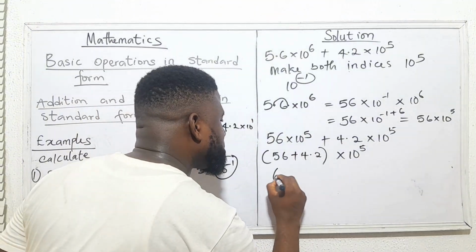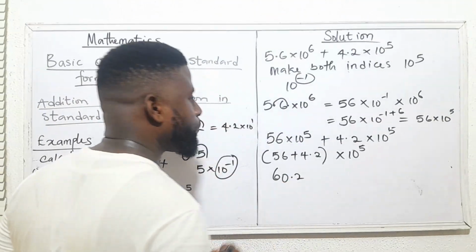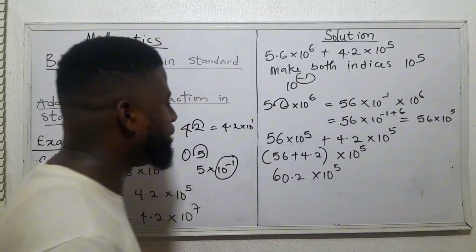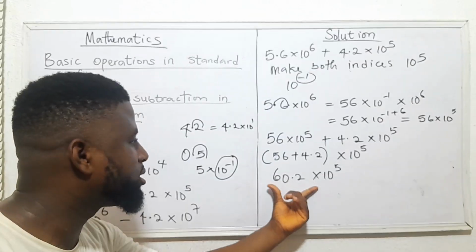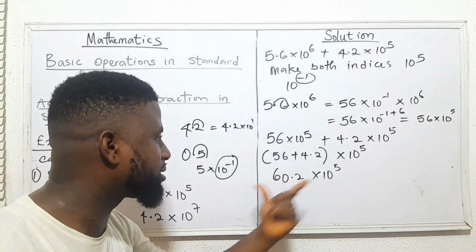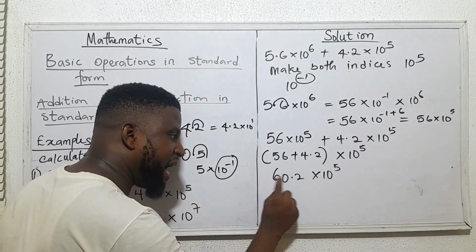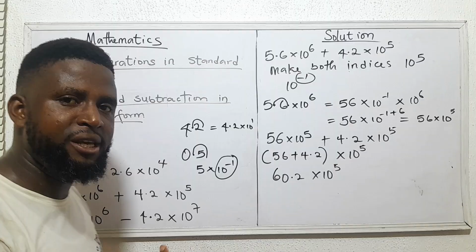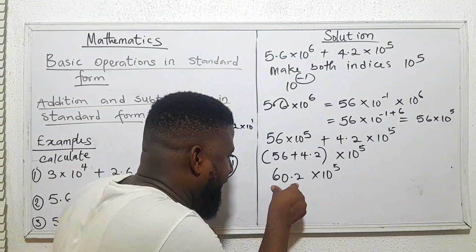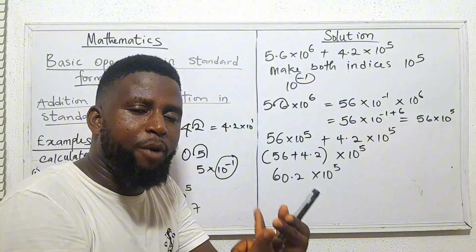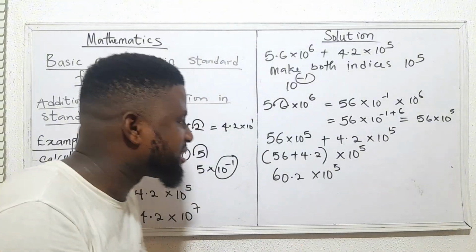56.42 will give me 60.2, right? Then times 10 raised to the power 5. Now, we cannot leave this as our final answer, because if you look, A is clearly greater than 10, which must not be. Now, we need to make A correct standard form, which means A must be greater than 1 and less than 10.